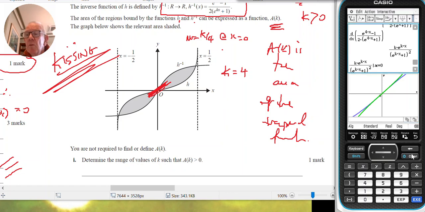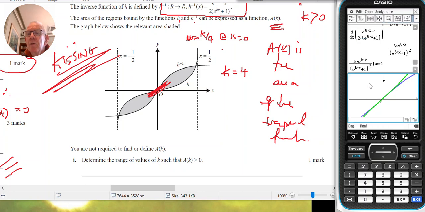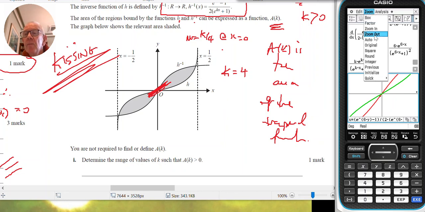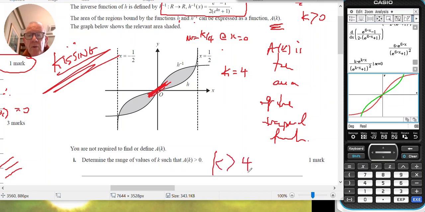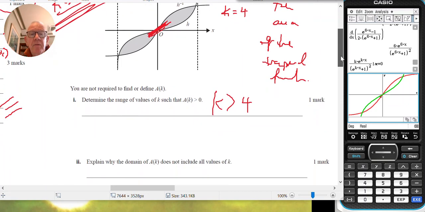If I was to make that equal to 6, and make that equal to 6, I pressed X so that when I drag and drop, I lose the graphs that were there before. Analysis, sketch, inverse. Zoom out. I now have trapped regions. So determine the range of values of k. So k being bigger than 4 will be the values of k.